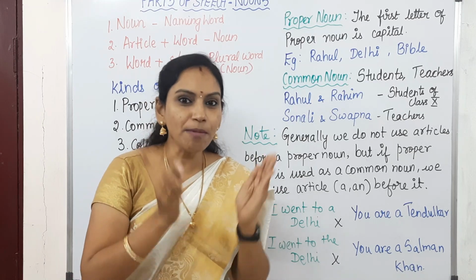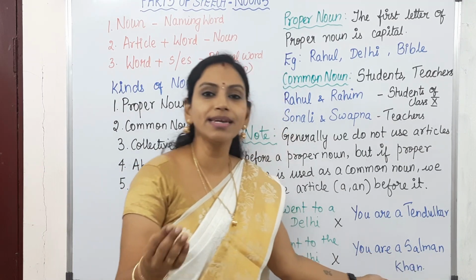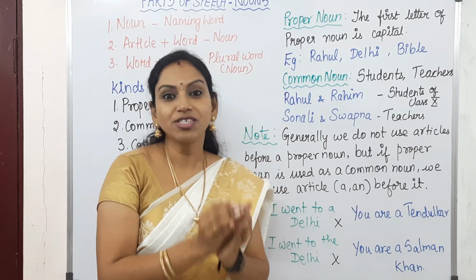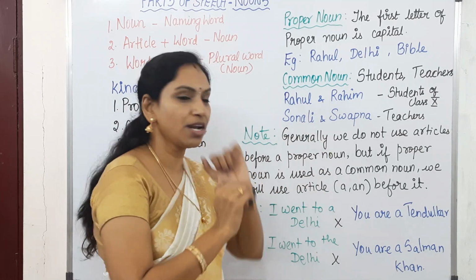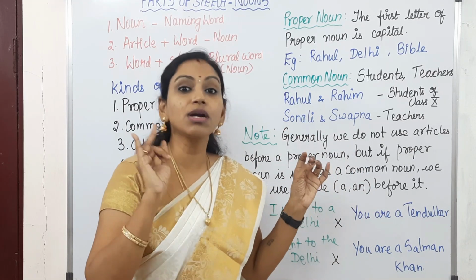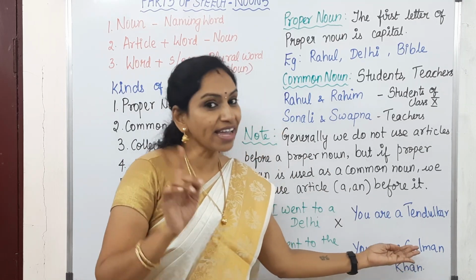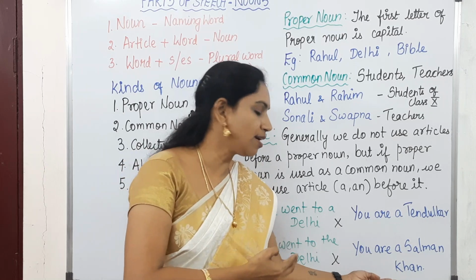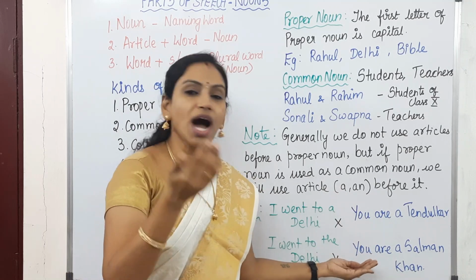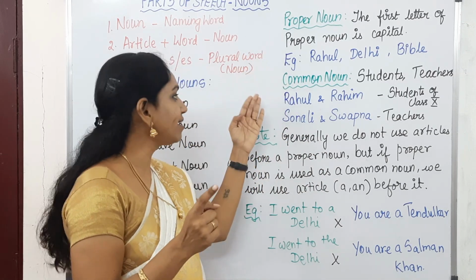When the same proper noun is used as a common noun, of course, you may ask me, ma'am, Salman Khan is a name. Yes, but Salman Khan is kept here as a common person. So I am using Salman Khan as a common noun, so I have to use the article a or an. If the word has a vowel sound, like Amitabh Bachchan, I have to use "you are an Amitabh Bachchan." So likewise, this is about proper noun and common noun.